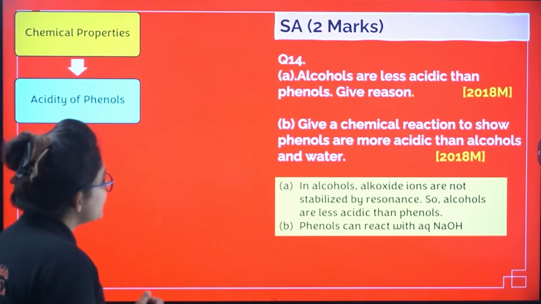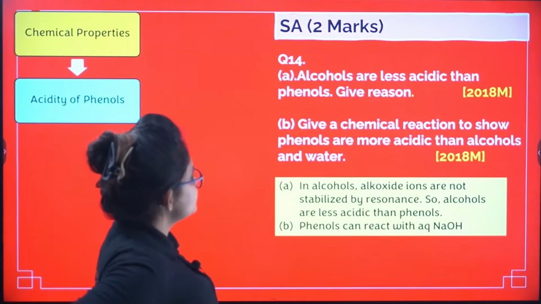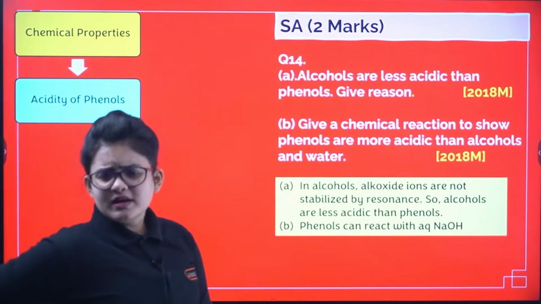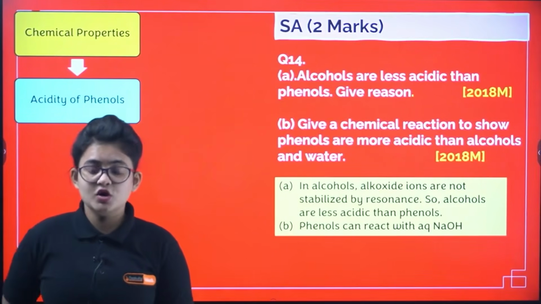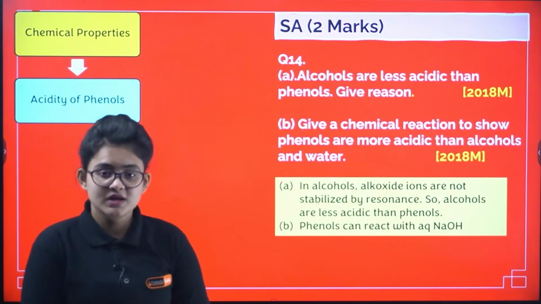Next, give a chemical reaction to show phenols are more acidic than alcohols. You can just treat this with NaOH. Phenols can react with NaOH, but normal alcohols cannot react with NaOH.